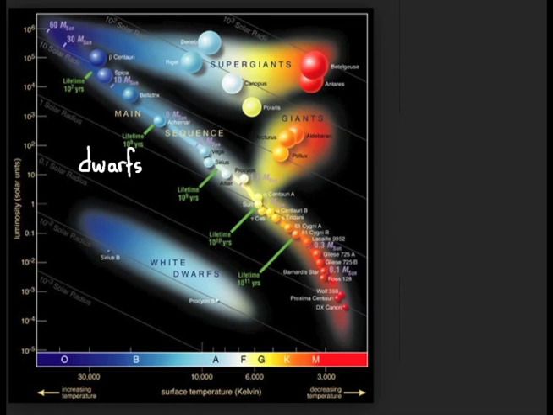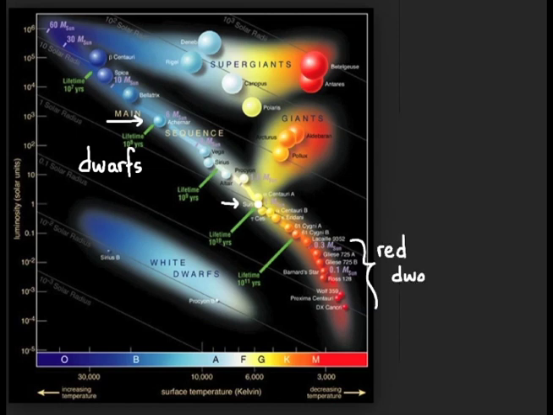All the stars on the main sequence are predominantly burning hydrogen and helium in the core. And those main sequence stars are referred to as dwarfs. So here's our Sun, a yellow dwarf. Though called a blue dwarf, this star is about 8 times the mass of our Sun.